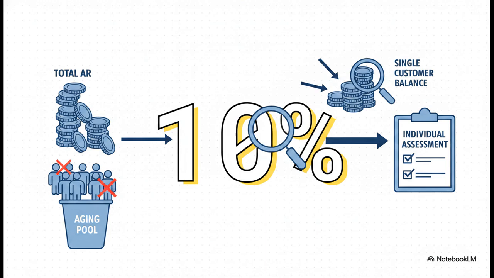Now, I really want you to pay attention to this specific threshold, 10%. A massive analytical mistake is failing to assess concentration of credit risk. So often, teams will just slap a flat aging pool rate across all their customers without actually stopping to review the really large individual balances. But the rule of thumb here is crucial. If you have any single customer with a balance exceeding 10% of your total AR, you cannot just lump them into the general pool. You must pull them out, abandon those flat pool rates, and assess their specific credit risk individually.